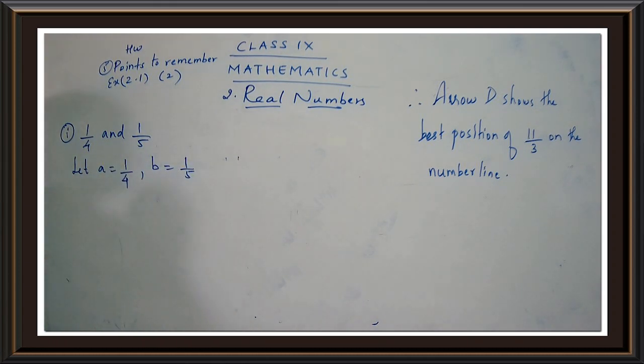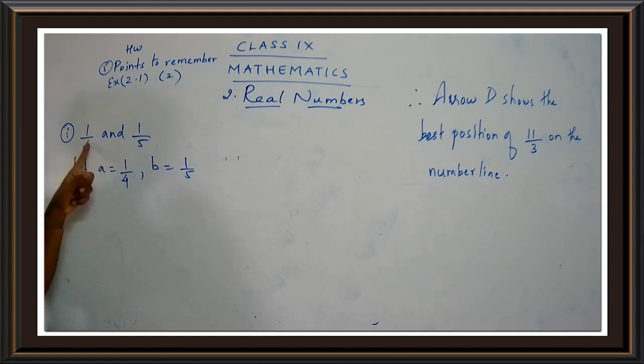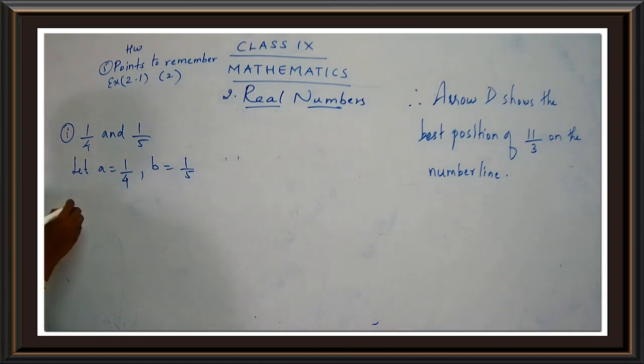Is the first step clear? We are just assuming the first value as A and the second value as B. That is, 1 upon 4 is A and 1 upon 5 is B. Now we have to find the rational numbers, and I have told you the symbol for a rational number is Q. Here I am not going to use a symbol, I am just going to take a small letter q. I will write it down here.